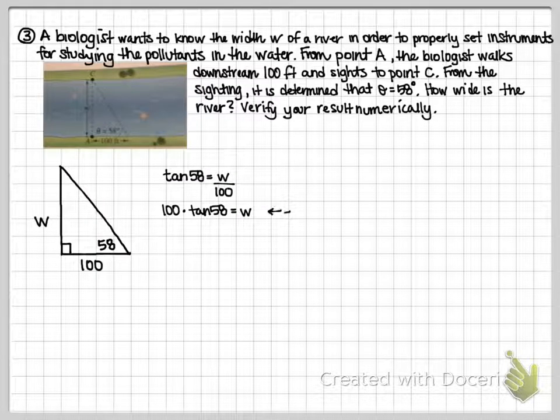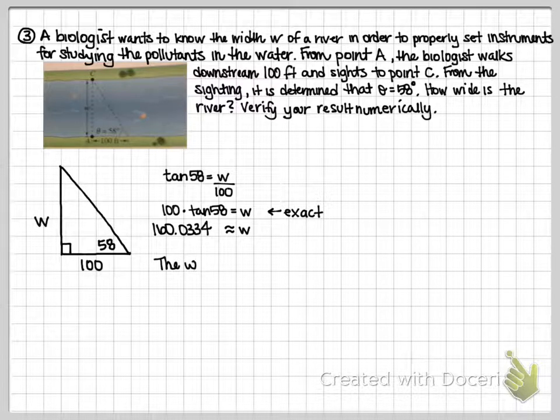So this is exact. However, that really doesn't mean much to most people, so we do want to get a decimal approximation here. So I'd grab my calculator, type this in, and I'd approximate it out to, I always go out to 4 to make sure that you're accurate to 3. So if I type this in, I get 160.0334. So I would say the width is 160.0334, and I believe this was in feet. Alright, there's my application problem.